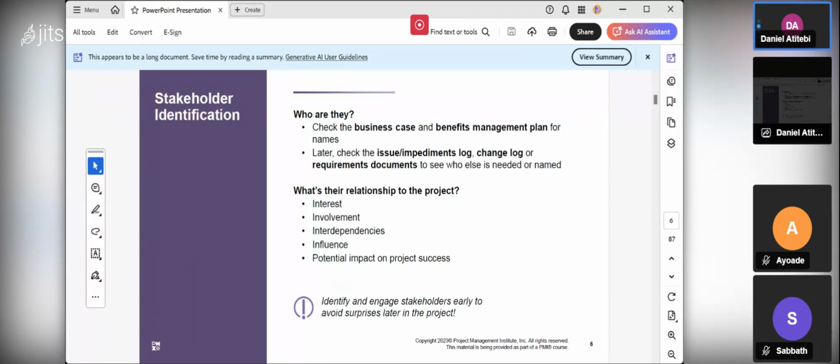In stakeholder identification, who are they? How are you going to identify them? You say, who are they? To know who they are, you need to check the business case. It's a document that you created when you were trying to select your project. There are some stakeholders that participate in that, so you can identify stakeholders from there. Who authorized the project? Who approved the business case? Because we know that the business case is a document that justifies the project, the one that you give information about.